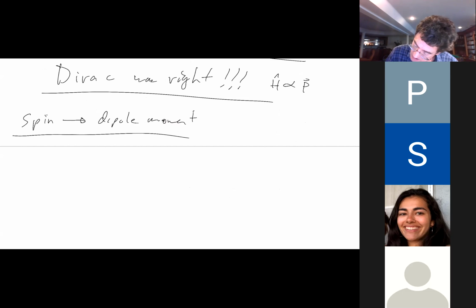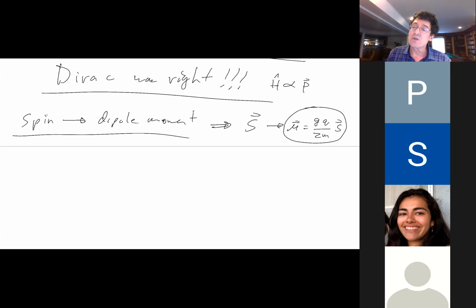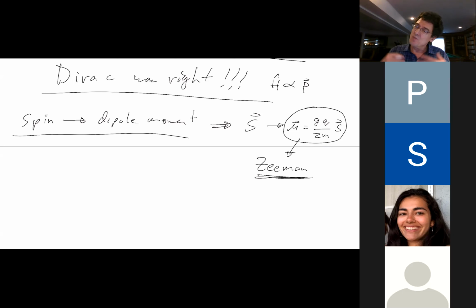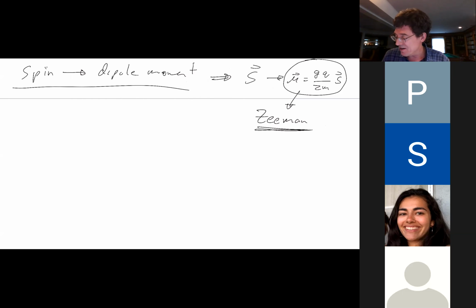A charged particle with spin: if a particle has spin, then that charged particle has a magnetic moment, g q over 2m times S. This is the magnetic moment of a charged particle with spin. You have seen this equation. This leads to the Zeeman effect that you have used already, but no one ever told you why a charged particle with spin has a magnetic moment. Well, it turns out that it comes out of the Dirac equation. And so I'm going to derive that right now, actually.